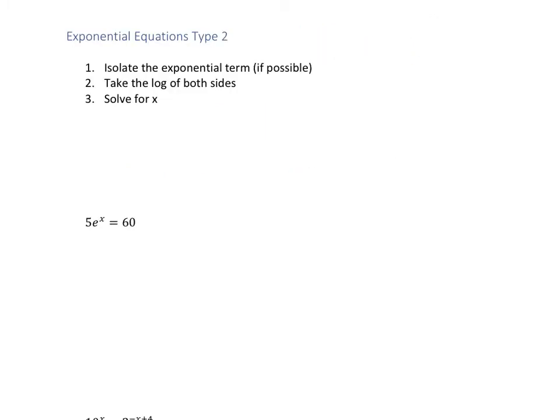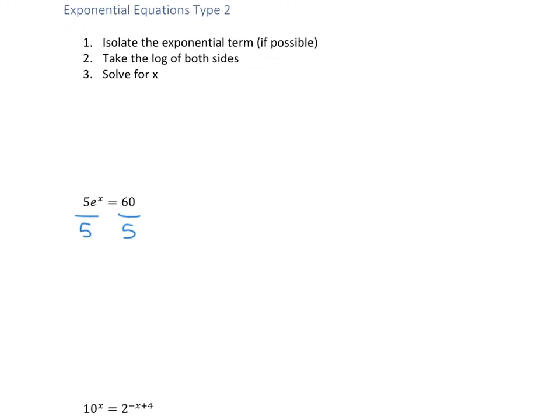Now let's look at the second type of exponential equations. These are ones that we're not going to be able to rewrite both sides with the same base. So the first thing that we do is isolate the exponential term. Looking at that first example, if we isolate the exponential term, we need to divide both sides by 5. If we divide both sides by 5, we're going to end up with e to the x equals 12. I'm just going to rewrite that. Now the next step says take the log of both sides.